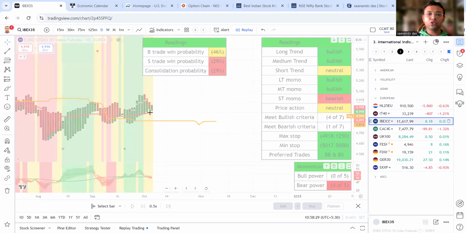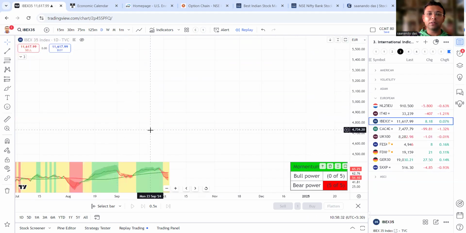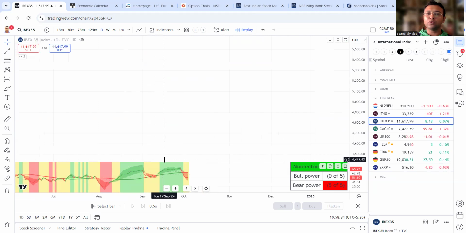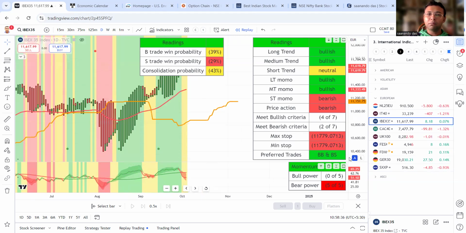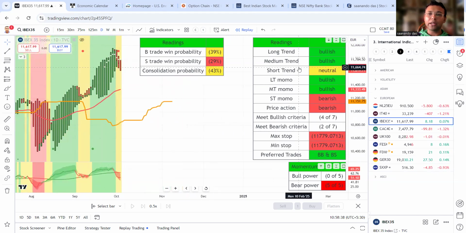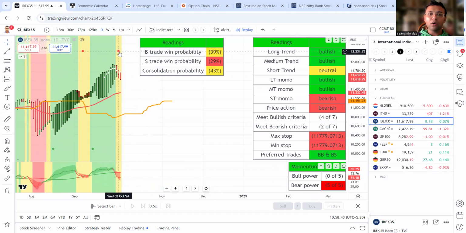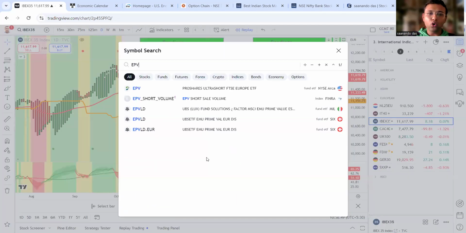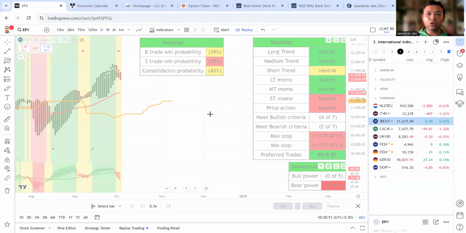The one that has been strong is the IBEX, but we have exited from that as well, almost at the top. But when I was exiting, I did not know that it would be the top. Now it has given a sell signal in IBEX as well. So overall, I'm maintaining a short position in Europe with this ETF that is called EPV.